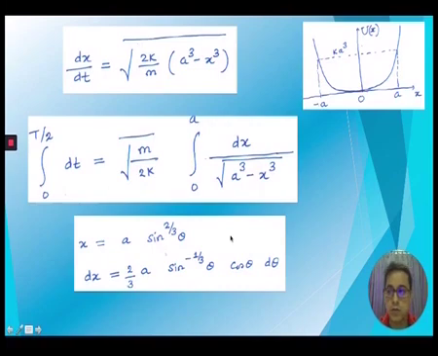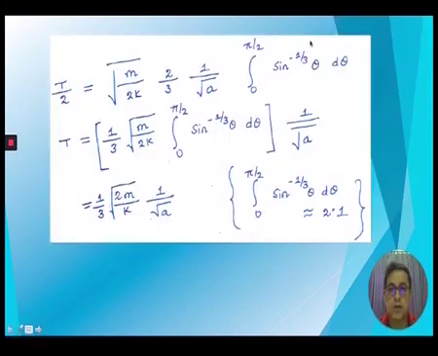If you put all these things in, you are going to get this expression, but you don't need to bother about it here, because what is asked is the relation of the time period with the amplitude. Even if you don't solve this integral, it's not going to harm you, because from here you immediately see the time period depends as the inverse of the square root of the amplitude. So T is directly proportional to 1 by square root of a.